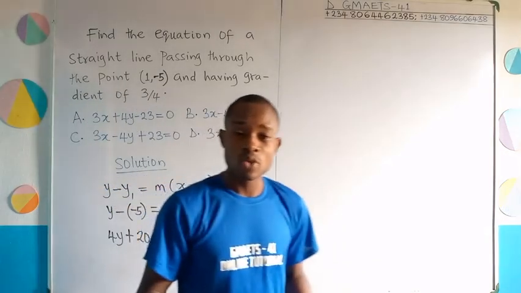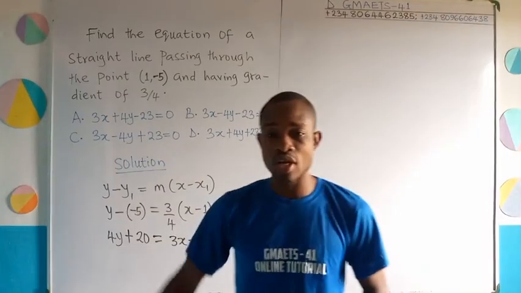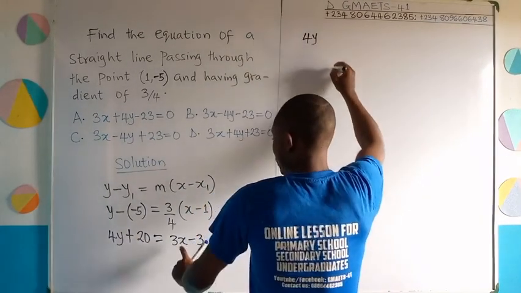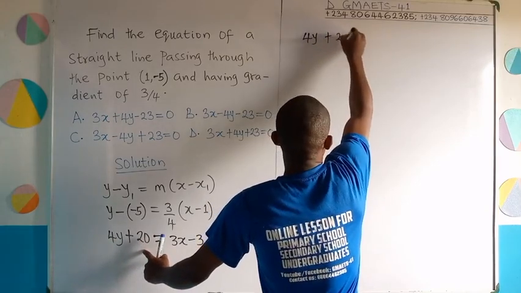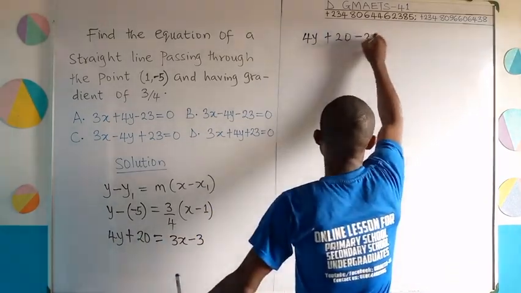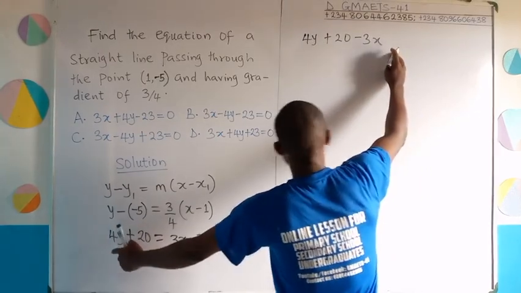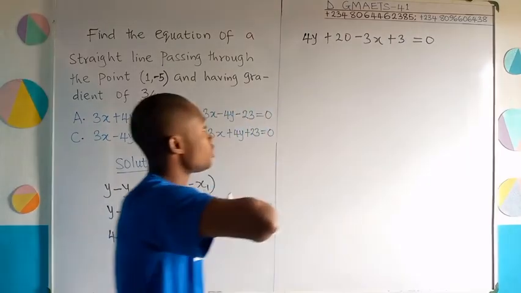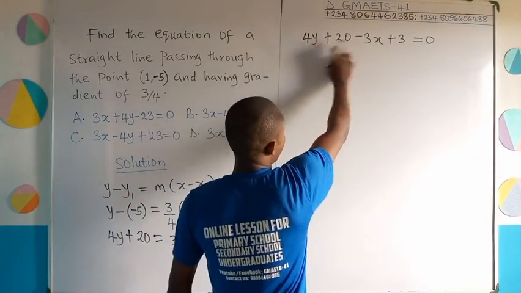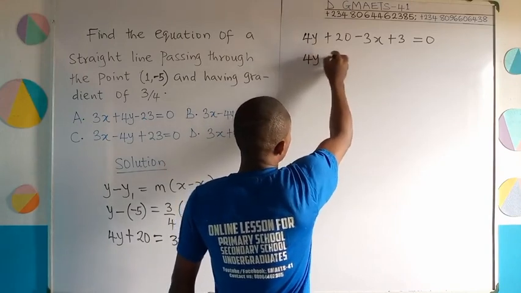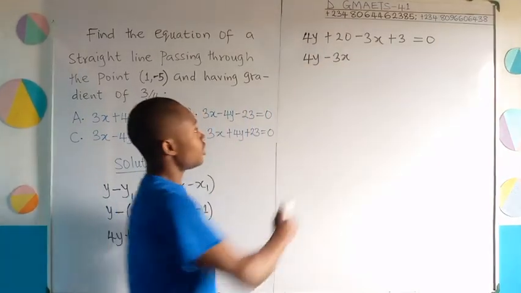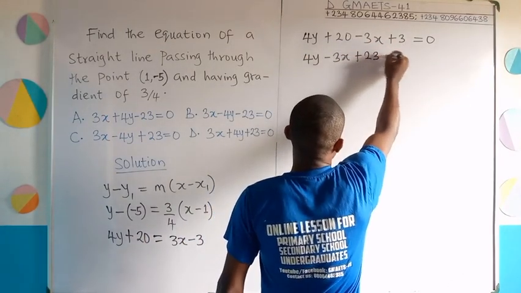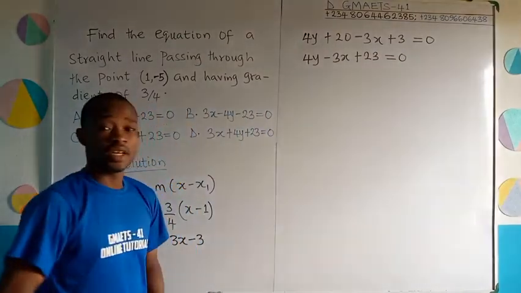Good. At this point, we're going to move all the terms on the right hand side to the left and equate to 0. Doing that, we have 4y. Now we have plus 20. And then 3x is crossing, it becomes minus 3x. Minus 3 is crossing, so it becomes plus 3. Equate all the terms to 0. Now working on like terms, you'll notice that we'll have 4y minus 3x. And then 20 plus 3 will give us plus 23 equal to 0. This is supposedly our answer.